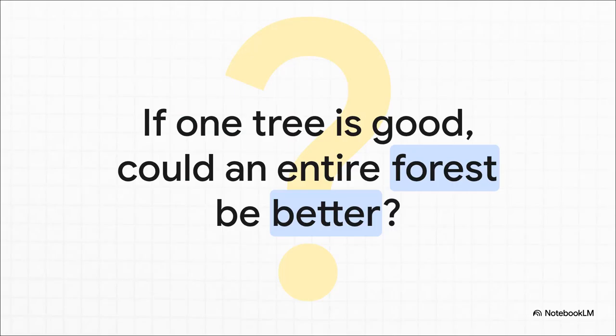And that brings us to the end of our explainer. A single decision tree is powerful and transparent, but we've seen its weaknesses, that instability and tendency to overfit. This leads to a really fascinating question. If one tree is good, but flawed, could we fix those flaws by using an entire forest of them? That's a question for next time.